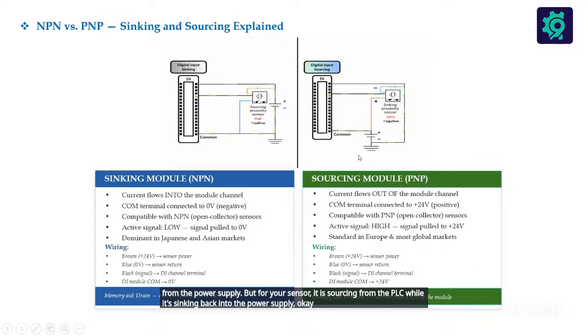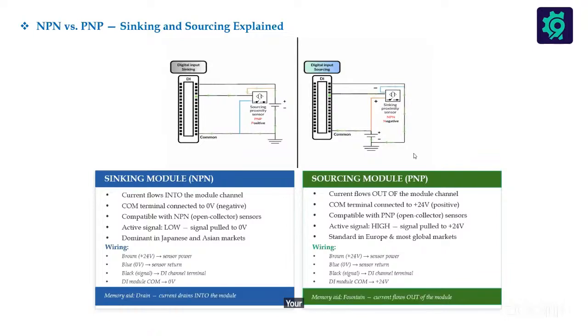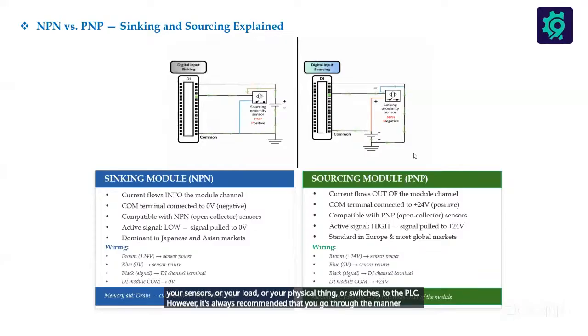Okay, so I don't know if that explains the question you were asking. Basically, this is a typical example of how you are going to wire your sensors or your load or your push buttons or switches to the PLC. However, it's always recommended that you go through the manual of whatever PLC you are trying to wire, because in there you will have the wiring diagram that gives you an idea of how this is to be wired.